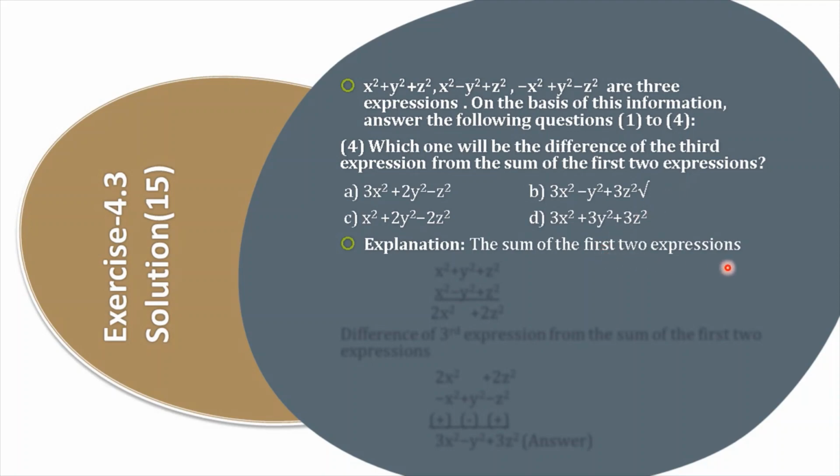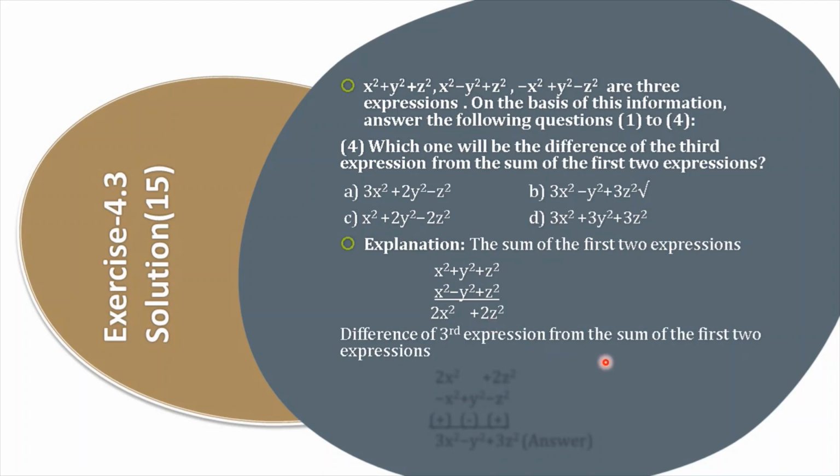Explanation. The sum of the first two expressions, that is x square plus y square plus z square, and x square minus y square plus z square, if we add them, then we get plus x square plus x square, that would be plus 2x square, plus y square minus y square, if we subtract we will get 0, plus z square plus z square, that would be 2z square.